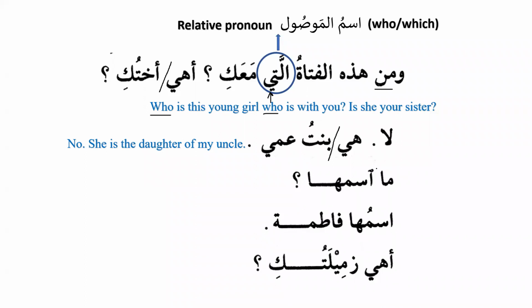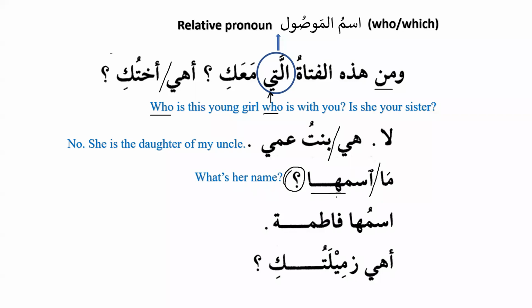Masmuha, what's her name? Again, ma is ma al istifhamiya, which is used to ask a question. We have learned two types of ma. One is ma al istifhamiya, and after that we will see a question mark, and we know that it is used to ask a question. What is her name? And ha refers to what?